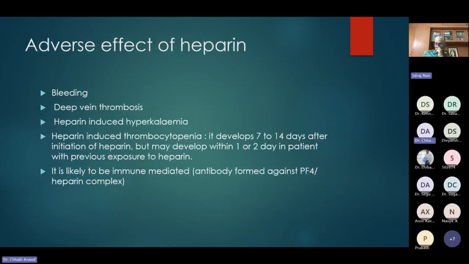Adverse effects of heparin: bleeding, deep vein thrombosis, heparin-induced hyperkalemia, and heparin-induced thrombocytopenia. It develops 7 to 14 days after initiation of heparin, but may develop within 1 to 2 days in patients with previous exposure to heparin. It is likely to be immune-mediated, with antibody formed against the platelet factor 4 and heparin complex.